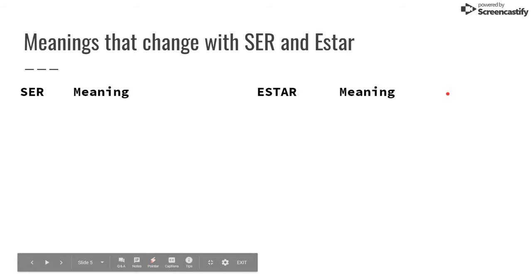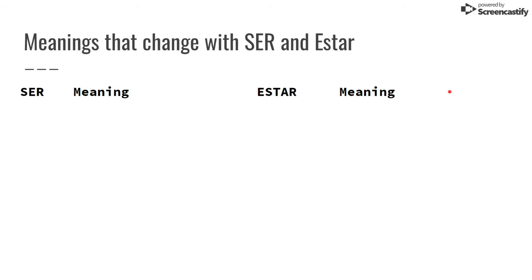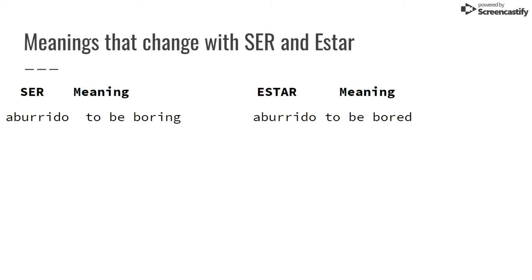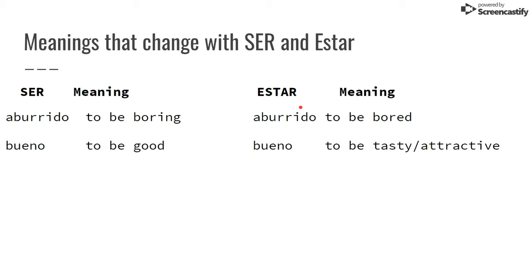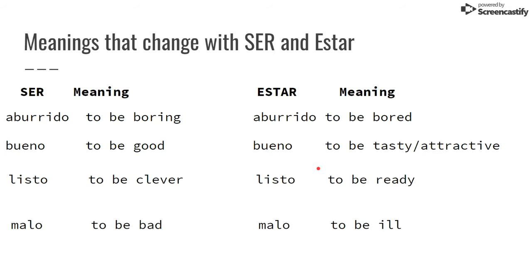We also have words that can be used with either ser or estar, depending on the meaning. So if I say yo soy aburrido, I am boring, but yo estoy aburrido, I am bored. Yo soy bueno, I am good, but the food, la comida está buena, the food is tasty. Or when you want to say that someone is very attractive, él está bueno. Yo soy listo, I am clever, but yo estoy listo, I am ready. Yo soy malo, I am bad. Yo estoy malo, I am ill.